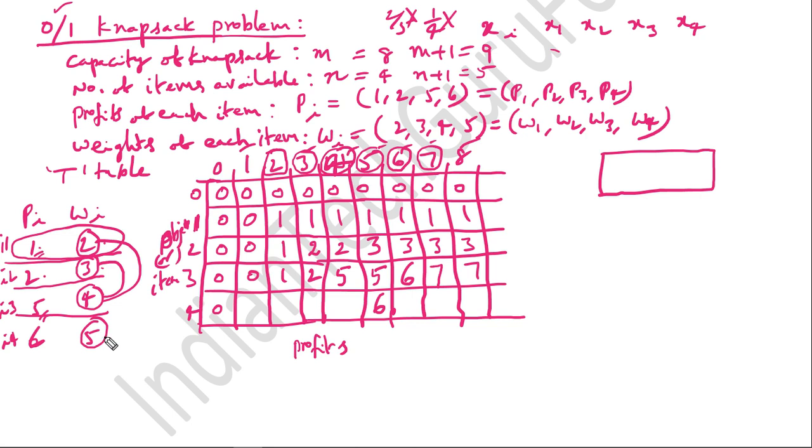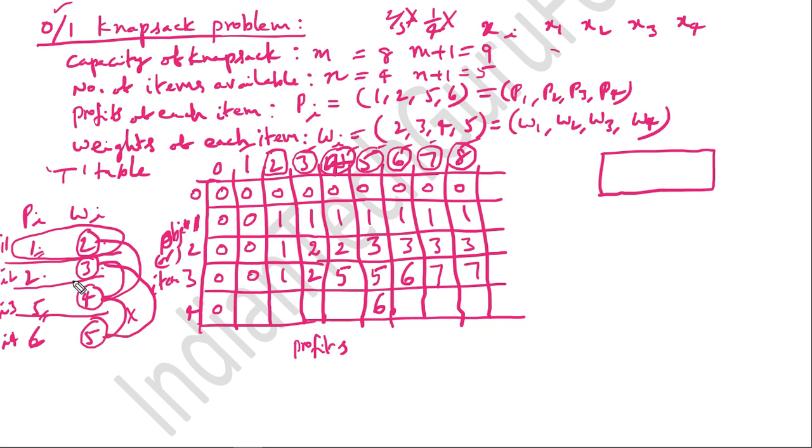If I consider item number 4 and item number 3 combination, then what will be the total weight? Total weight is 5 plus 4, 9. But there is no such block available in the knapsack. So discard it. Next, consider item number 4 and item number 2. So what is the value? 5 plus 3, 8. 8 is the value. Weight is 8. And there is a block available with the weight 8. So now what I need to do? I need to insert item number 1 and item number 4 at the same time.